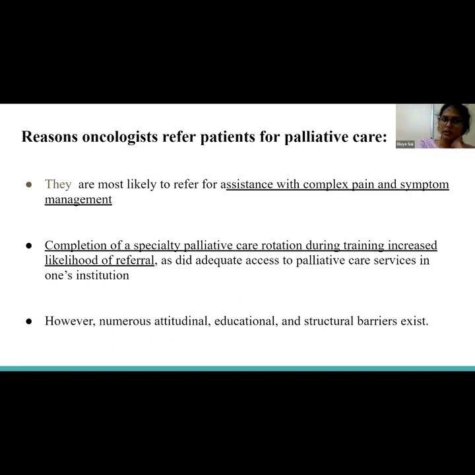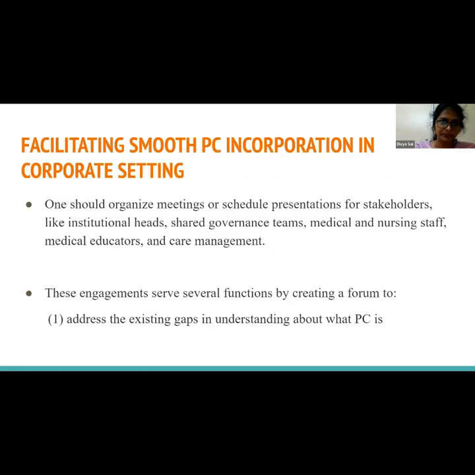So at our hospital also, we are making sure that the super specialty as well as the specialty postgraduates get a 15-day mandatory palliative training, where they see the underlying core concepts of what palliative care is, the baseline symptom burden, and how we try to palliate their psychosocial issues as well, so that they get to identify which patient is in need of palliative care. However, numerous attitudinal, educational and structural barriers do exist.